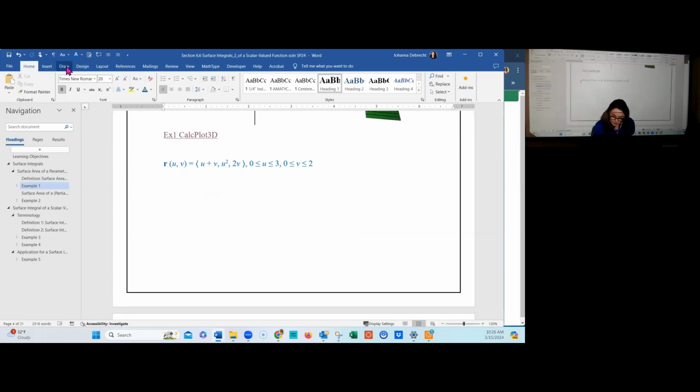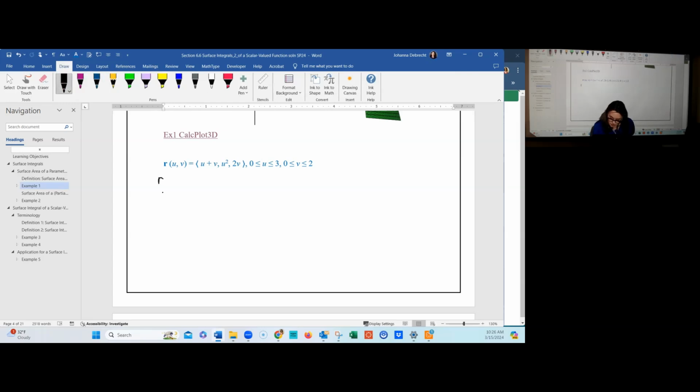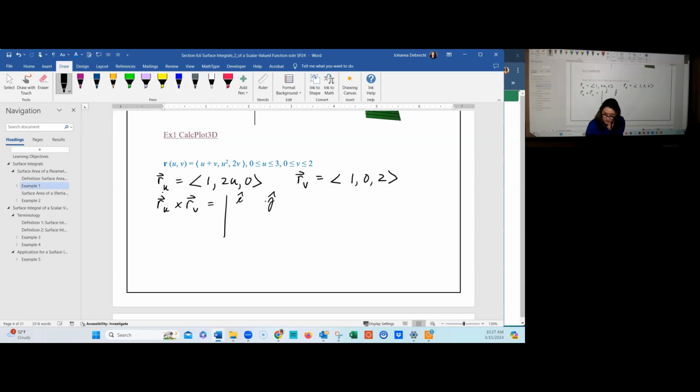Let's go ahead and start with the first part. We need to find r with respect to u, which is going to be 1, comma, 2u, comma, 0. And then we need to find r with respect to v, which is going to be 1, 0, 2. The next thing you need to do is find r of u crossed with r of v, and then find the magnitude of that. Go ahead and pause the video while you work out the cross product of these two vectors. Then turn the video back on and we'll continue to the next step.